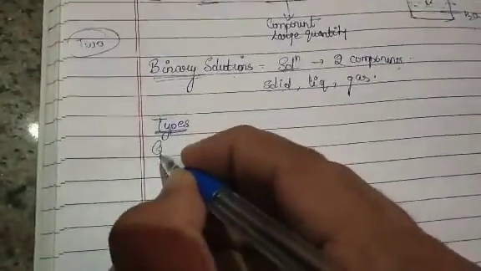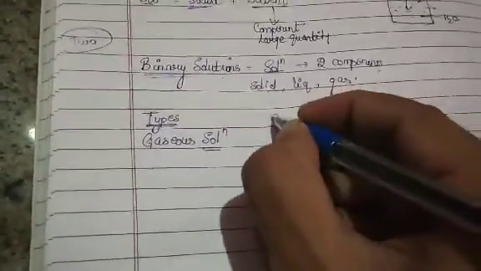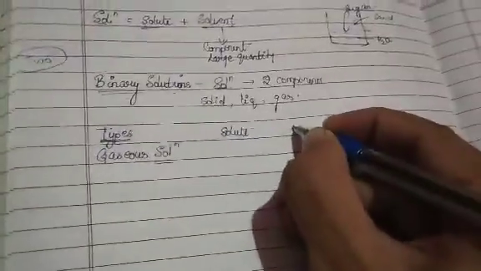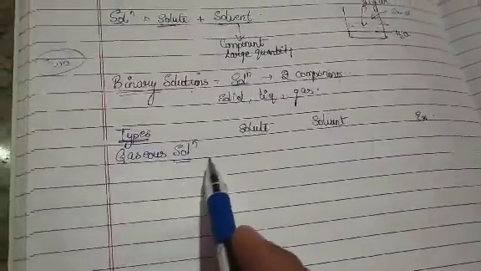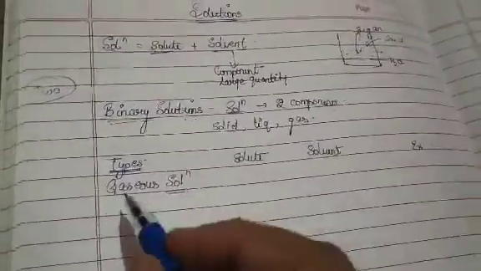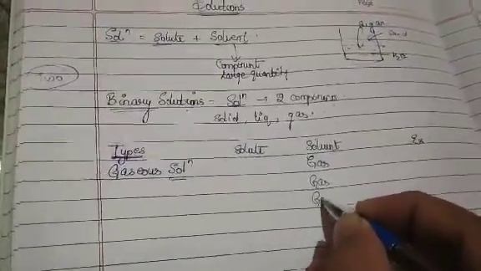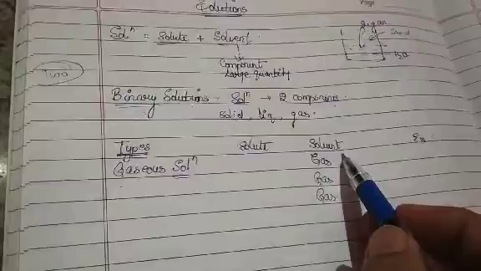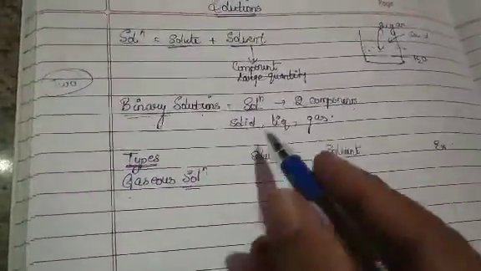First we are going to see the gaseous solution. Remember, this is your type. Here I am going to write my solute, here will be my solvent, and here will be my examples. Whenever we have a gaseous solution, the major component, which is in large excess, will be your gas, acting as your solvent. So in a gaseous solution, just keep in mind the solvent is a gas. Now let us see the solute one by one.